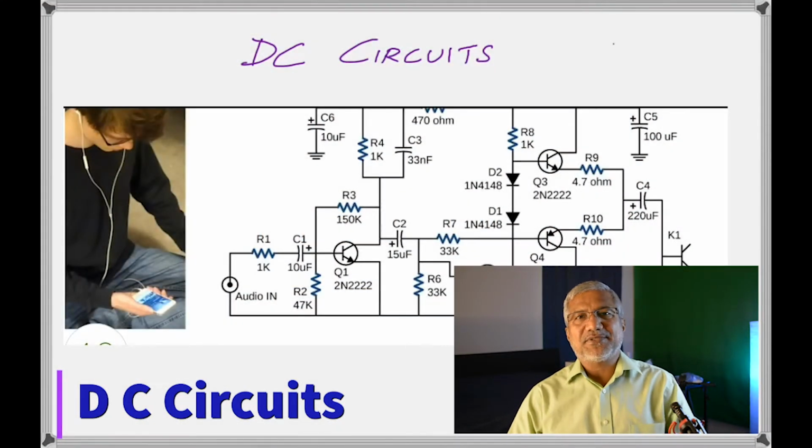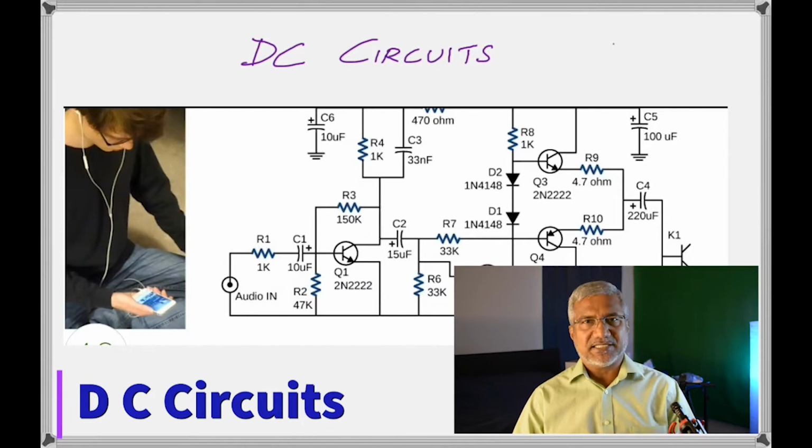Hello and welcome to the study of this chapter, DC circuits, which means you're going to look at direct current circuits. There are two types of currents: one is direct current, the other is alternating current. Direct currents are produced by batteries, so that's what we're going to be focusing on in this chapter.